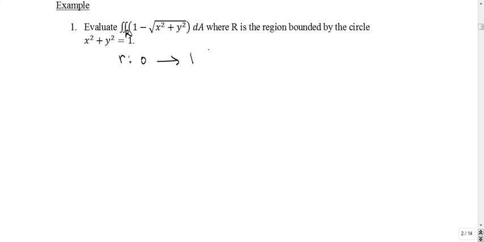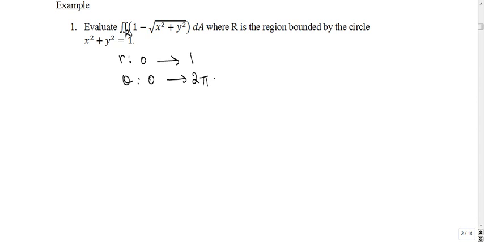And because we are looking at the entire circle, theta would go from 0 to, what do you think? 2 pi. Okay, because it's the entire circle. If we were looking at half the circle, it would be pi. If we were looking at a quarter of the circle, it would be pi over 2. Okay? All right, so we have the limits.